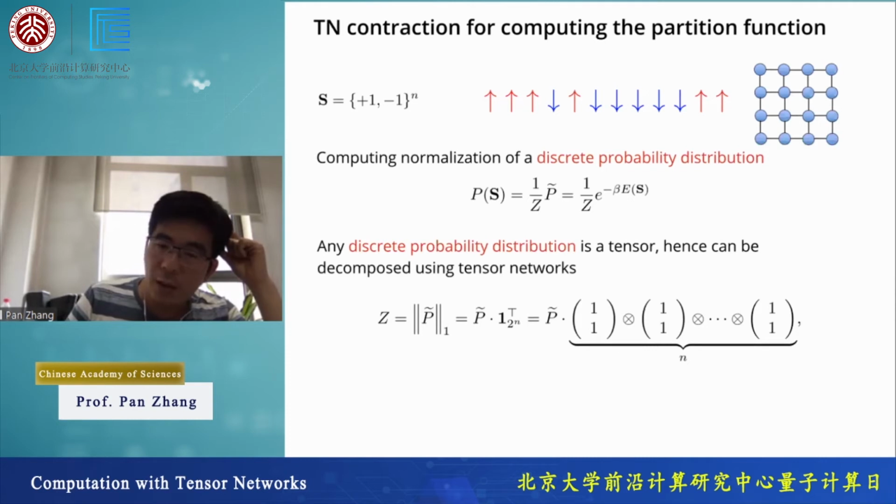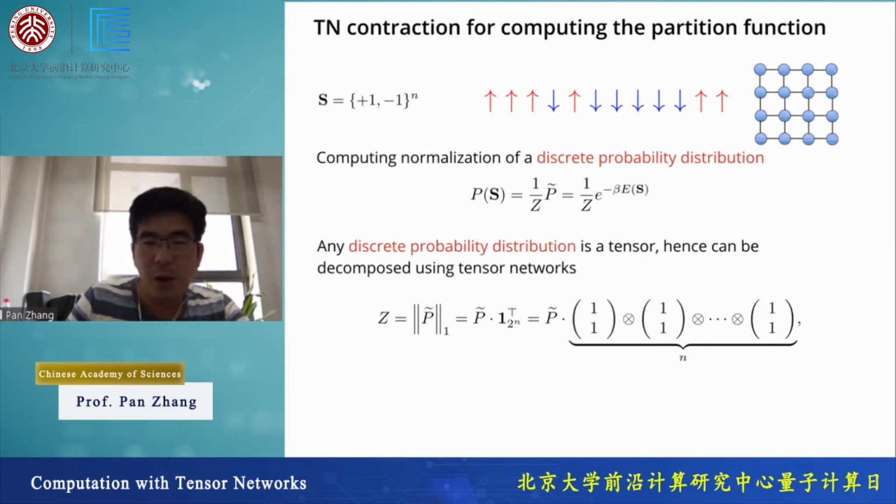Basically we need to compute the inner product of p tilde with a giant all-ones vector. Fortunately, we can use the topology of the system and just factorize this giant all-ones vector into a tensor product of many small 1-1 vectors. In such a way, we can convert the computation of Z into a contraction of tensor networks with a specific structure.